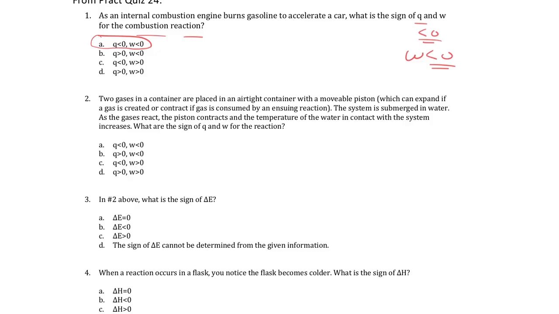Now, what's the sign of delta E? Delta E would be Q plus W, but do you see how we wouldn't know? We'd have to know how much heat was released versus how much work was done. So we actually don't know anything about the sign of delta E.